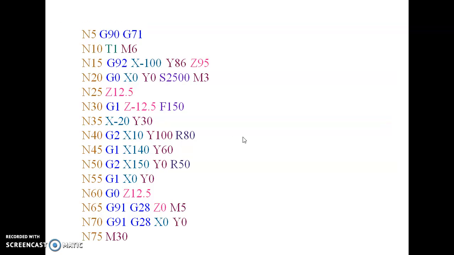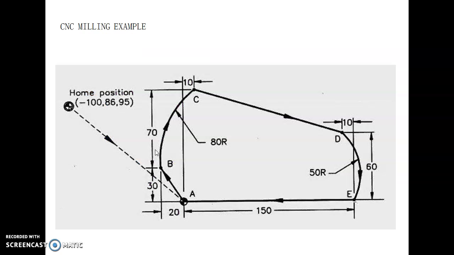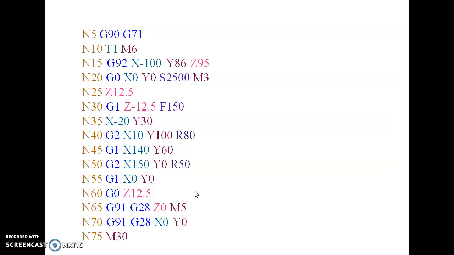And N30 Z01, that is a linear interpolation, Z minus 12.5 at a feed of 150 mm per minute. Feed rate is mm per minute, and Z minus 12.5 is from the A point, depth minus 12.5.